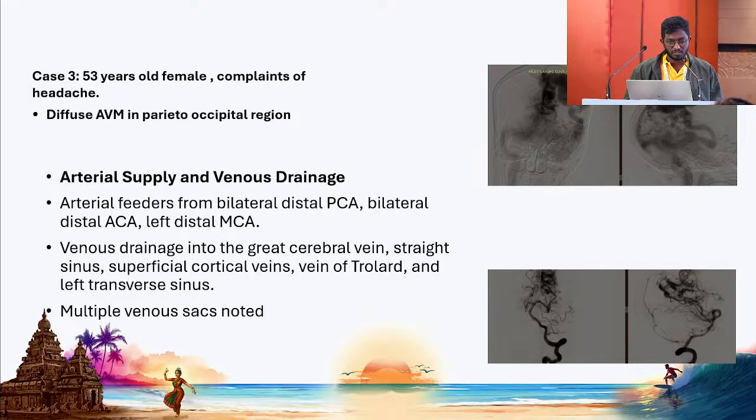This case 3 is different from the previous two cases. The case has a very diffuse type of nidus, so it is very difficult to embolize in a single sitting. We planned for a staged embolization. Also, this case had arterial feeders from the bilateral MCA and PCA, and the PCOM was supplying it. So we thought of embolizing the most prominent PCA.